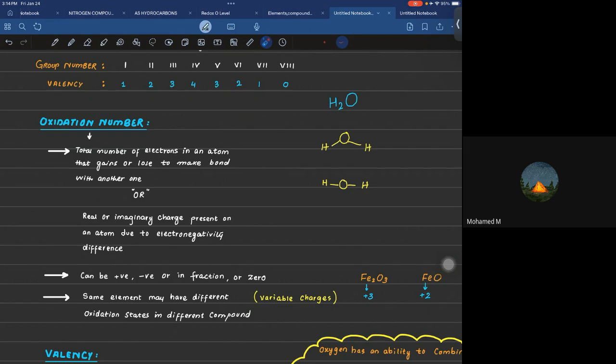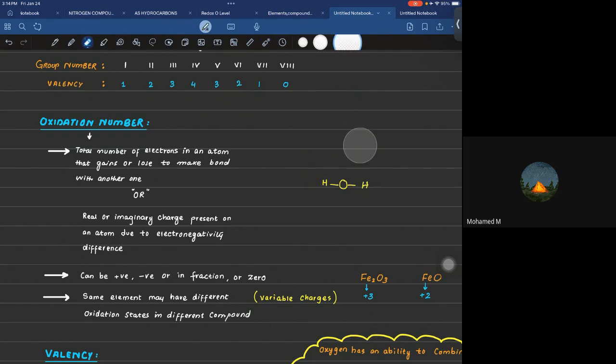And what is the group number for hydrogen? You would say 1. So if the group number is 1, the valency is 1. So the capacity for hydrogen to combine with someone else is 1. That's why hydrogen has one bond. So valency tells you the combining capacity.